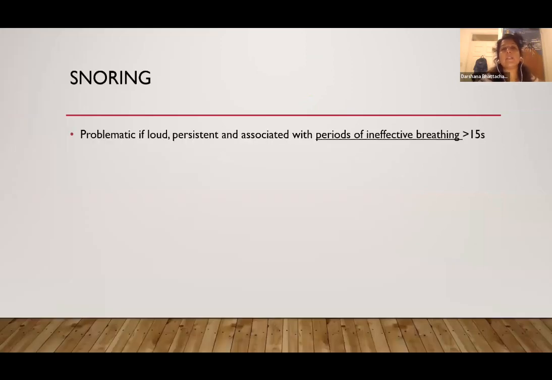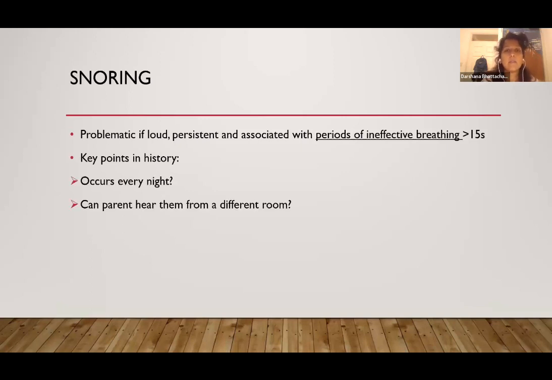So snoring really is only problematic if it's persistent, if it's very loud, and if it's associated with periods of ineffective breathing. And ineffective breathing can take the form of choking, gasping, or just irregular breathing patterns during the night. So the key points to ask about in the history with snoring is, does it occur every night? Can a parent hear them from a different room? And is there any associated disordered breathing, such as choking or gasping, or a pause for more than 10 seconds?